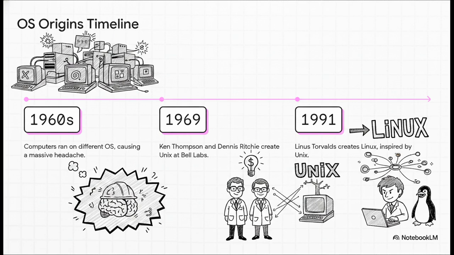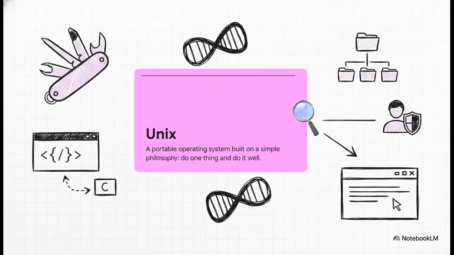It was a brilliant invention, and spoiler alert, decades later in 1991, it would ultimately inspire the creation of Linux. You can kind of think of Unix like the ultimate, well-designed Swiss Army knife. Because it was written in the C programming language, it was incredibly portable. You could literally take the source code, compile it for a completely different machine, and boom, it just worked. It was built on this beautifully simple philosophy: do one thing and do it really, really well.